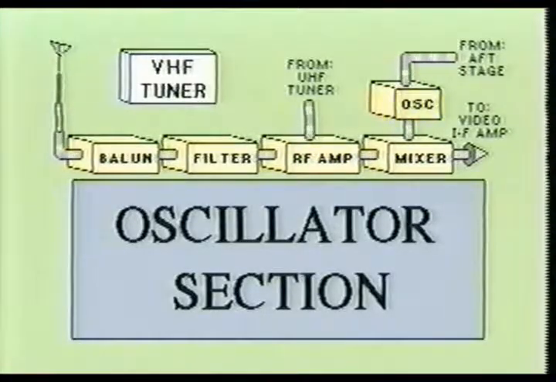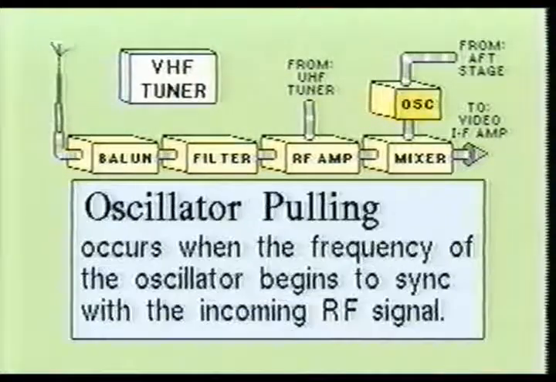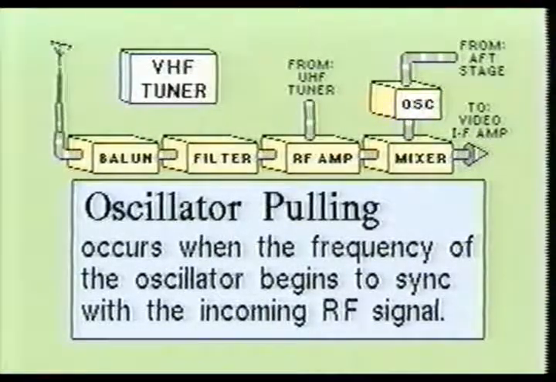At VHF frequencies, it becomes very difficult to combine the oscillator and mixer sections in the same shielded compartment within the tuner assembly due to a phenomenon called oscillator pulling. Oscillator pulling occurs when the local oscillator stage begins to synchronize its frequency with the frequencies of the incoming RF signal. If the incoming RF signal and the local oscillator signal synchronize, a loss of reception will occur. This is due to the fact that the intermediate frequency signal will no longer be produced.